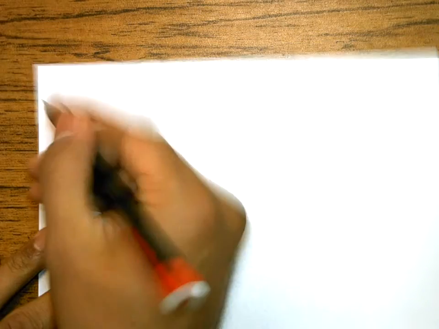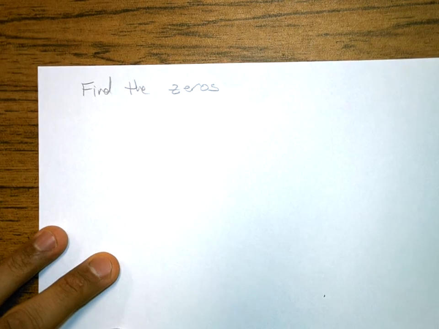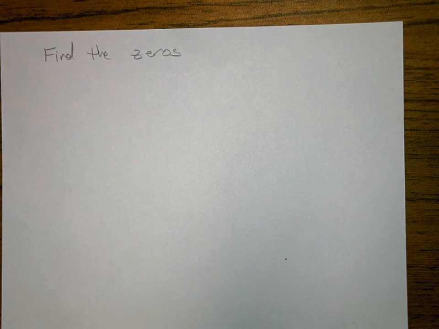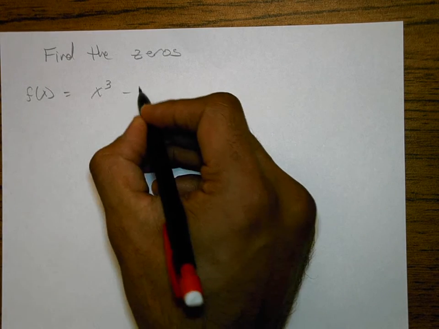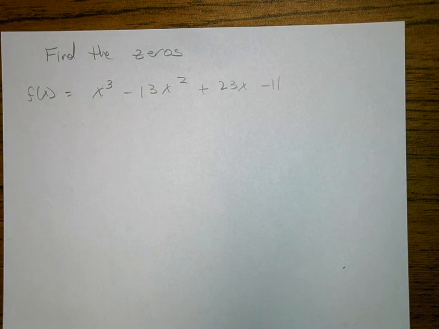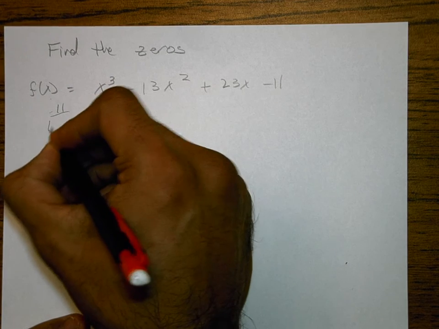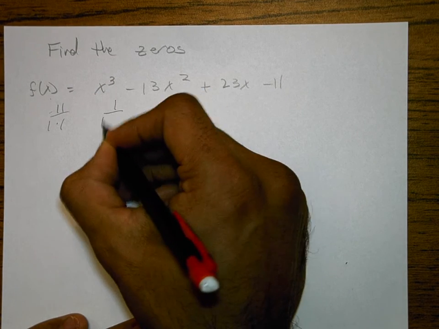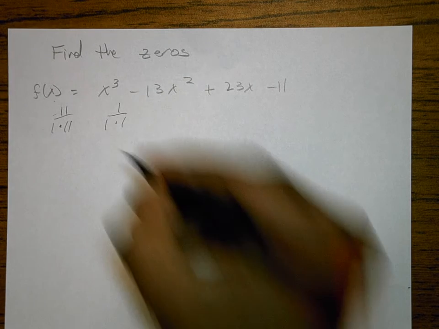So in this case, we're going to state the possible zeros, and we're going to actually find them. Okay, we're going to find the zeros. So if I gave you something like f of x equals x to the third minus 13x squared plus 23x minus 11. Okay. So in this case, do just like I did. Take all the factors of the first term. That's 11 times 1 and 1 times 1. So this one's really nice because there's not really all that many numbers.